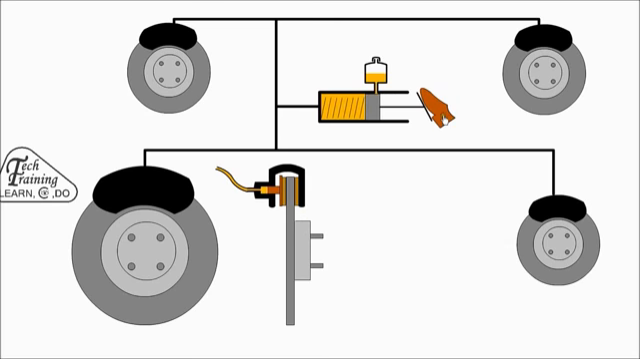Periodically the pads will require changing. Some pads have a metal wear indicator which makes a squealing noise when it contacts the disc. Other cars have wires embedded in the pad. When the pad wears, the rotor completes the electrical circuit and activates a warning light. In the past, the friction material was secured to the shoe with rivets, but now a bonding adhesive is used.